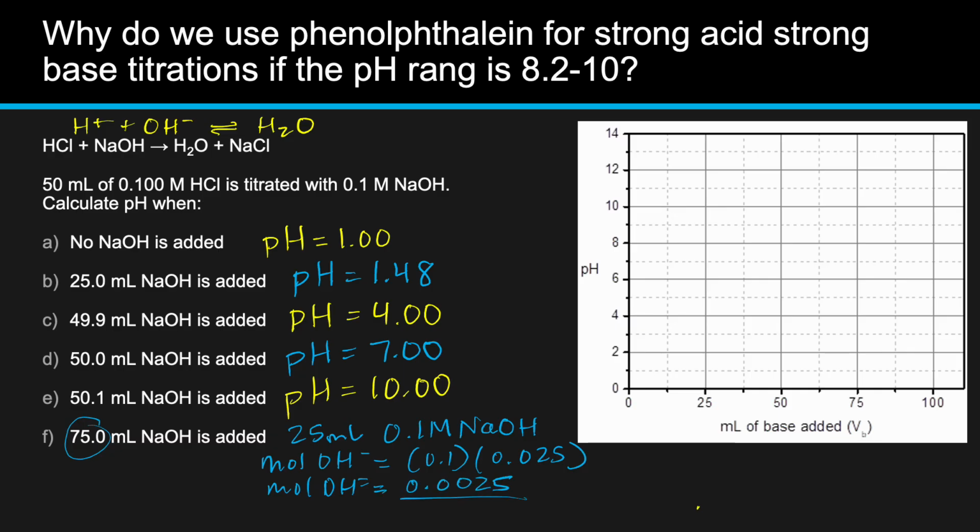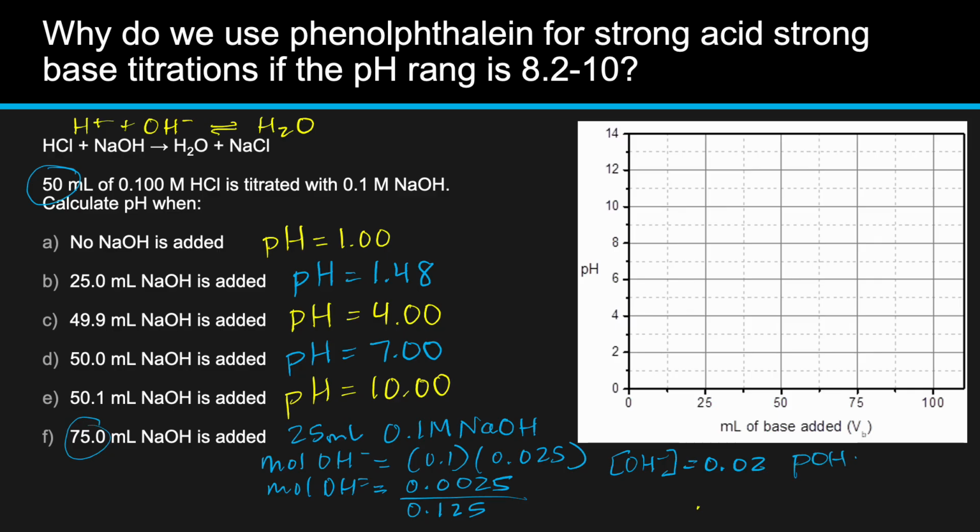0.0025 moles of hydroxide divided by the total volume, which is going to be 75 plus 50, 125. That's 0.125 liters. That gives me a concentration of OH minus of 0.02.